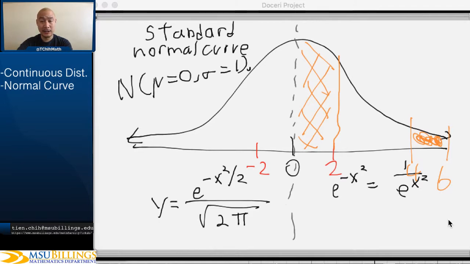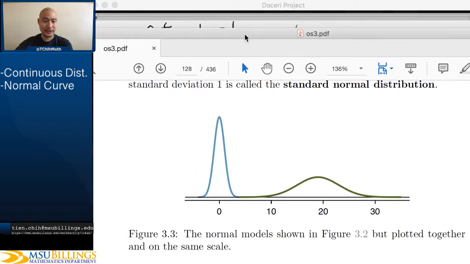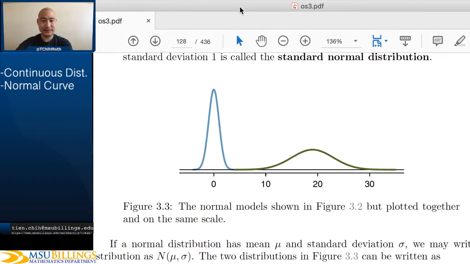Now, there are other normal curves that have different means and different sigmas, but the important thing to remember is that they all fundamentally have the same shape as the standard normal curve. So I'm going to pull up this picture from the text here. Here's a picture of two normal curves. Without a y-axis, it's hard to tell if this is the standard or not. Given this range, I want to say it is. So this, let's say, is the standard normal curve, mean 0, standard deviation 1.